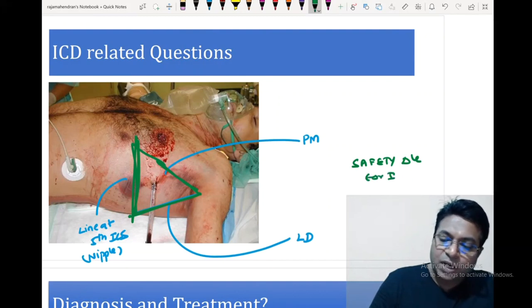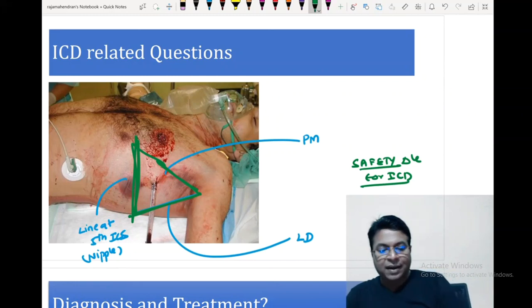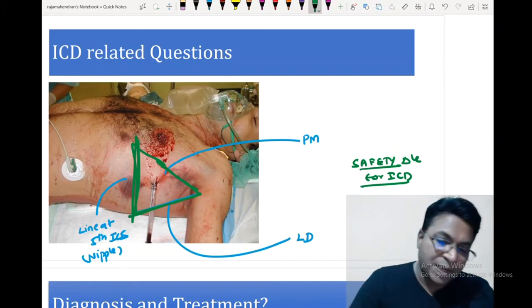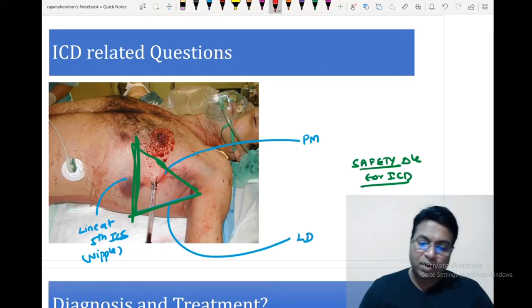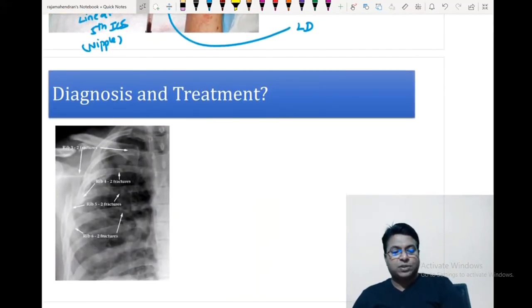Safety triangle for intercostal drainage tube is bounded by pectoralis major, latissimus dorsi, and line at fifth intercostal space. Please don't forget this. Okay, this is very important for your exams. So what is your diagnosis seeing this picture?